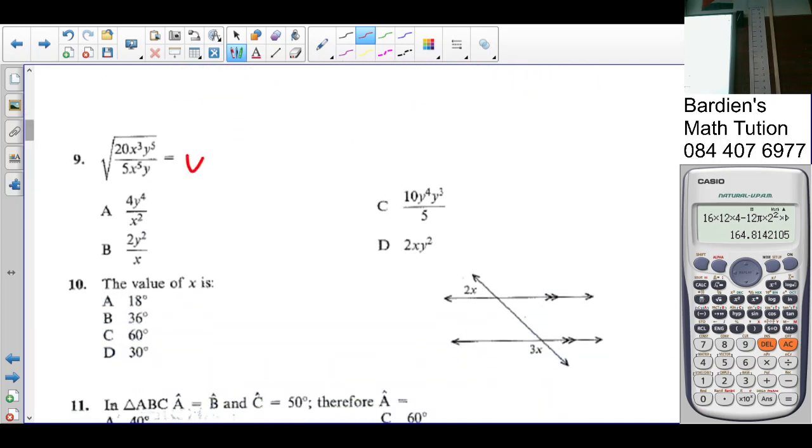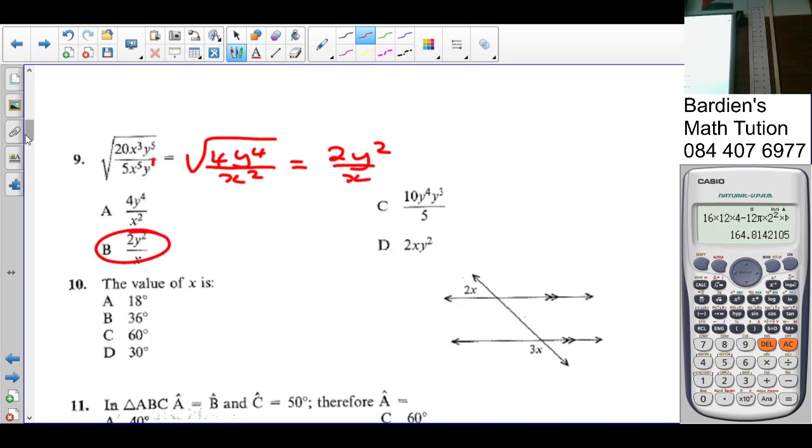We'll simplify inside the bracket first. 5 going into 24 times. There are more x's at the bottom, so 5 minus 3 is 2. There are more y's on top, 5 minus 1 is 4. The square root of 4 is 2, y squared over x. Which makes the answer B.